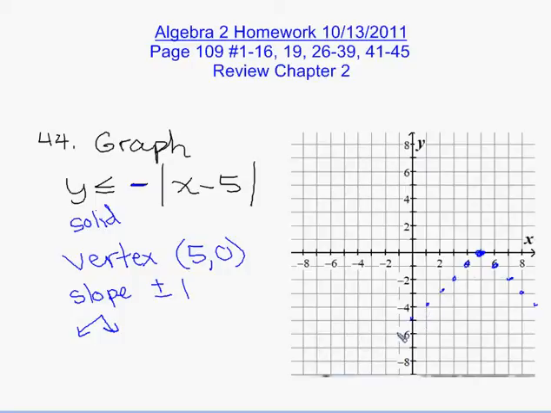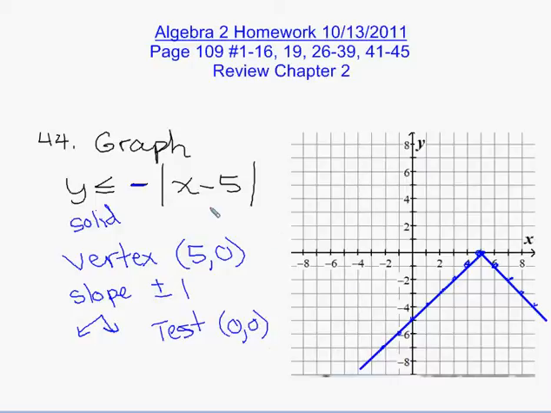Okay, now what kind of line are we going to have? We're going to have solid lines, so I can go get my line maker. Thank goodness, there we go. And it makes that line. Now, we have to decide which part to shade. Should we shade above the V or below the V? And we're going to pick a test point. I love to pick 0, 0. That's the best one to pick.